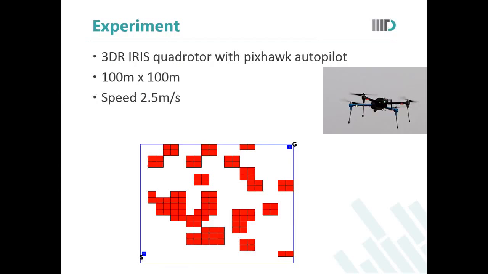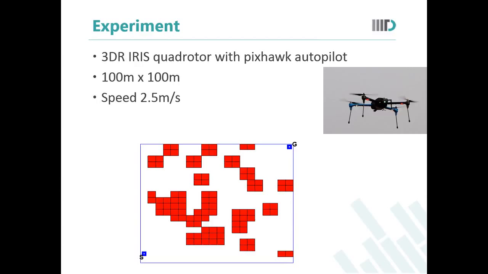After having good interest in this, we thought, okay, let us try some kind of experiment and see if it holds up beyond a virtual world. This is the world that we took, with source and destination. It's 100 by 100 meters, and the quadrotor speed was 2.5 meters per second.